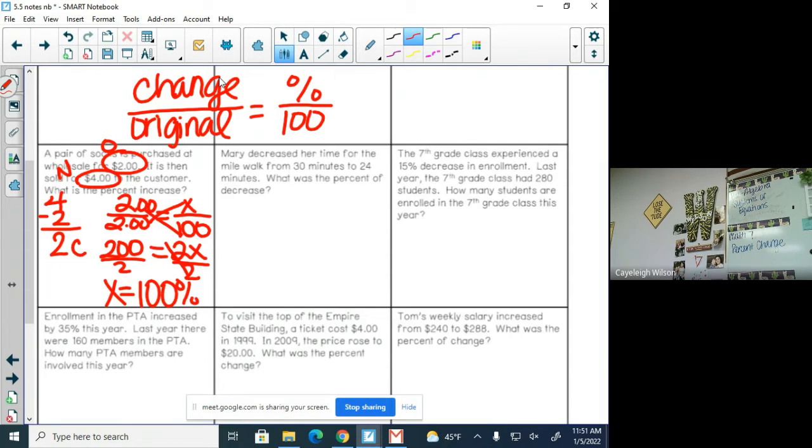If it originally cost $2, and the change was $2, that's the whole amount that it started with. So if you change 100% of yourself, you change the exact amount. Like if you weigh 50 pounds and now you weigh 100 pounds, you've increased your weight by 100%. So if it's the same over the same, it's always 100%.